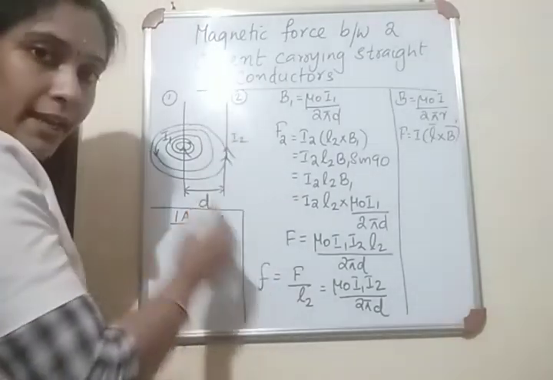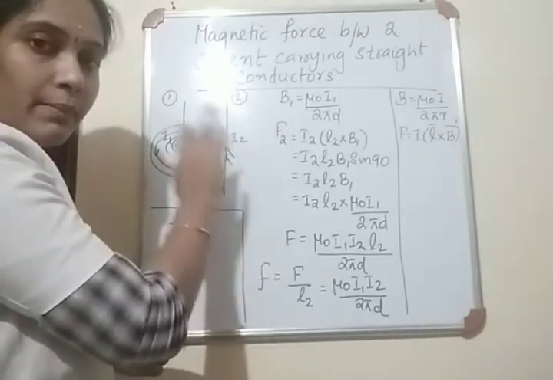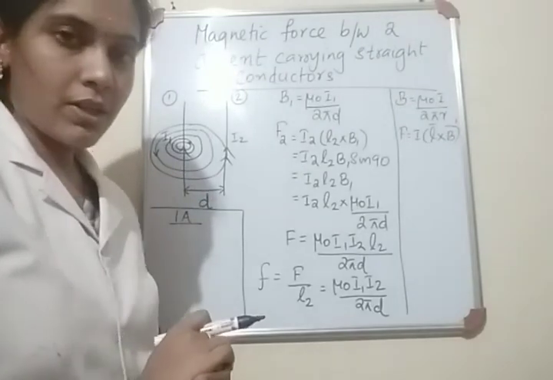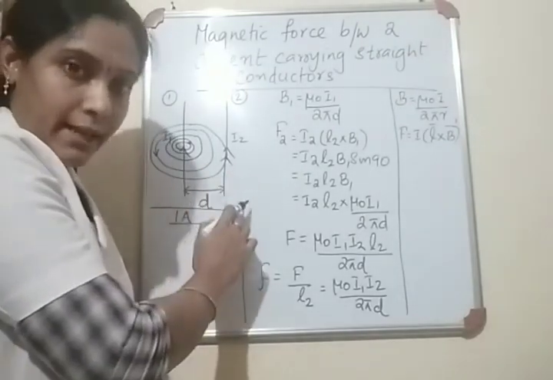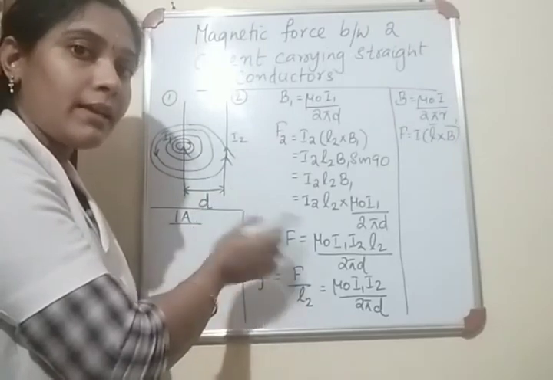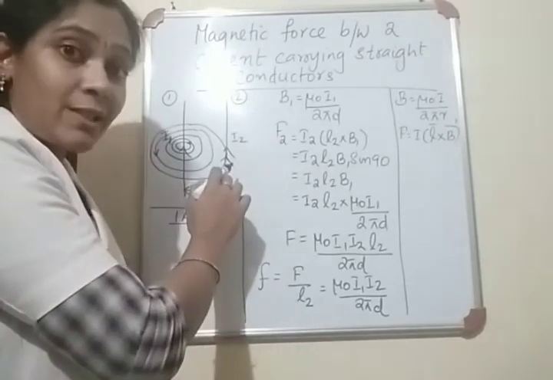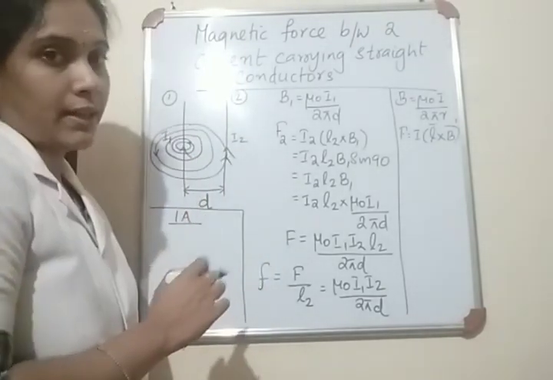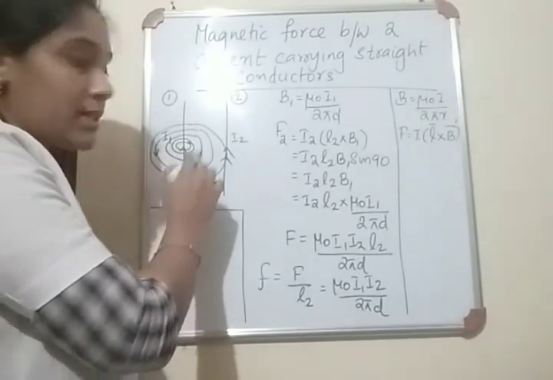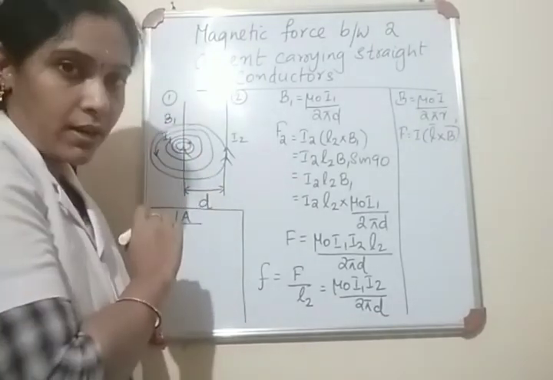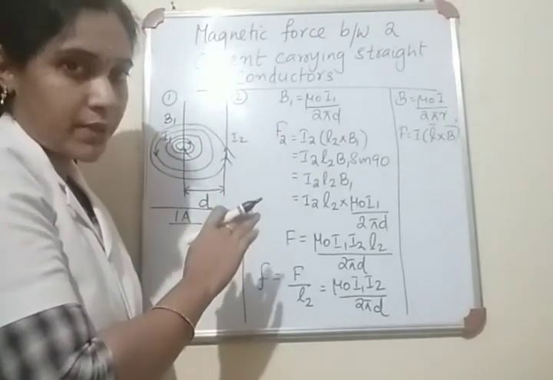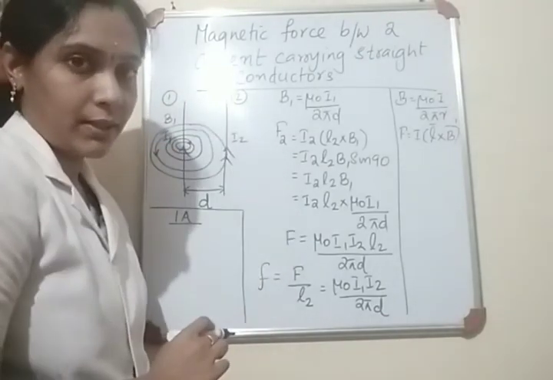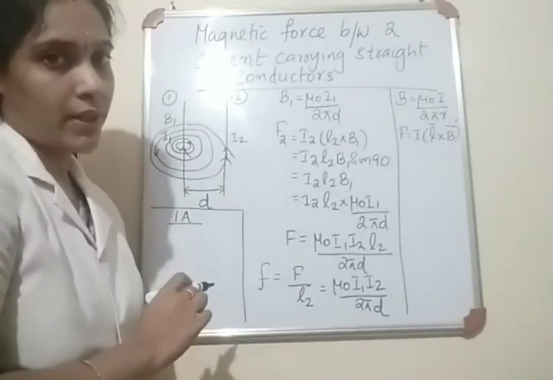Our second conductor is lying in the magnetic field produced by the first conductor. Okay children, our second conductor is lying in the magnetic field produced by the first conductor. So it will experience a force due to the magnetic field produced by the first conductor. Let this magnetic field be B1, the magnetic field produced by the first conductor. This magnetic field exerts a force on the second conductor, due to which the second conductor experiences a force.